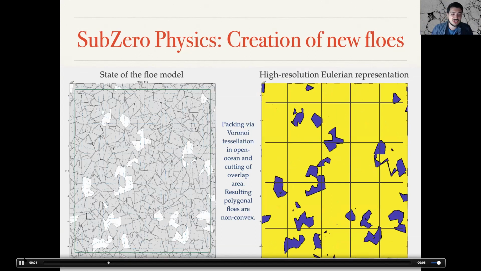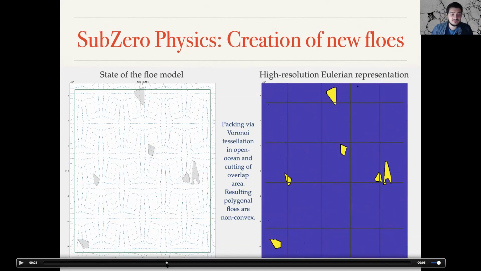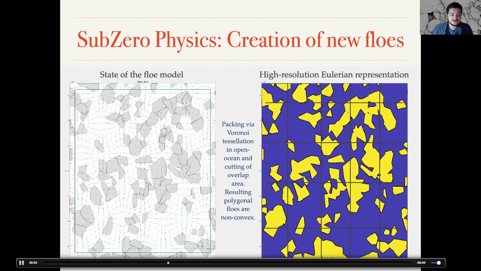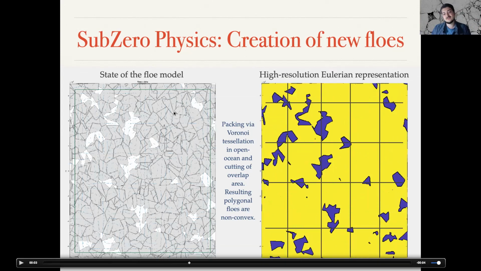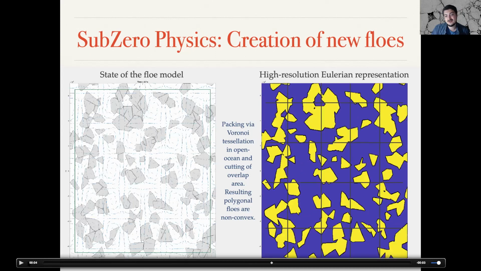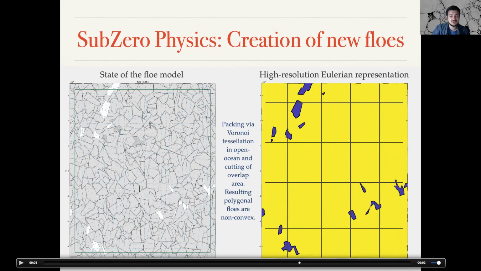But of course, we're exchanging the simplicity of convex collisions between convex particles with the realism of non-convex particles, and the complexity that comes with it. Also to mention that there is a high resolution Eulerian grid that can be coarsened, of course, but over here the representation is such that we can pack the domain to whatever concentration you want, all the way to 100%.